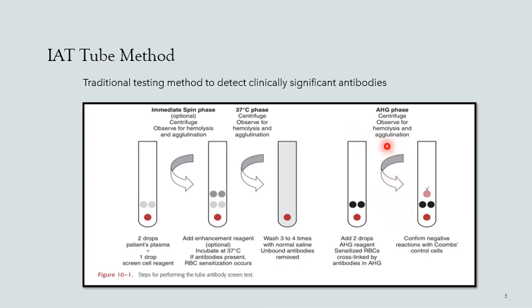So if there are no hemolysis or agglutination, Coombs check cell should be added to confirm the validity of the negative result. So add Coombs check cells in the test tube and then centrifuge it and check for agglutination. So if there is agglutination, then this will confirm that your negative result is valid.